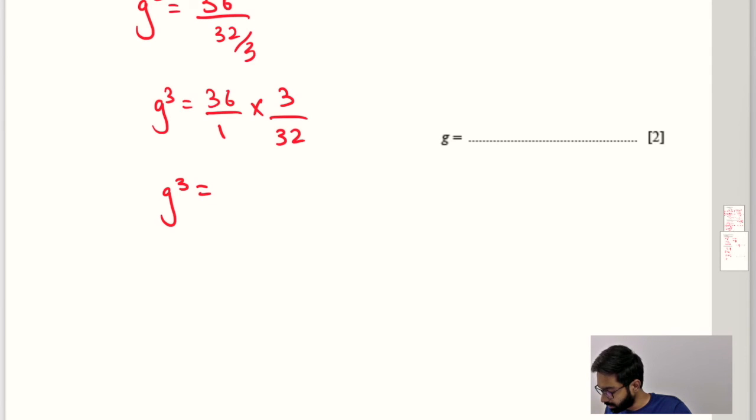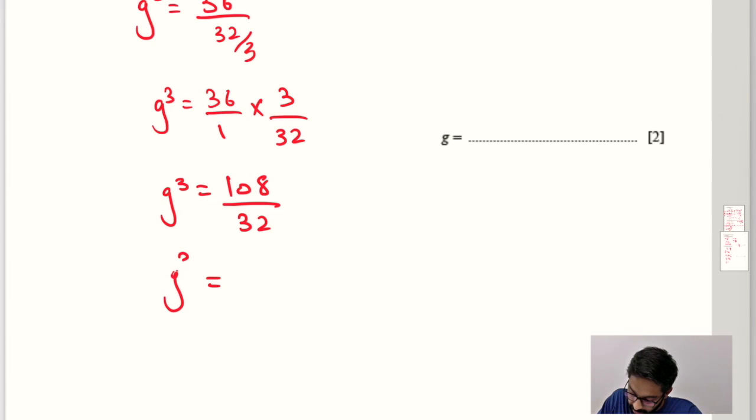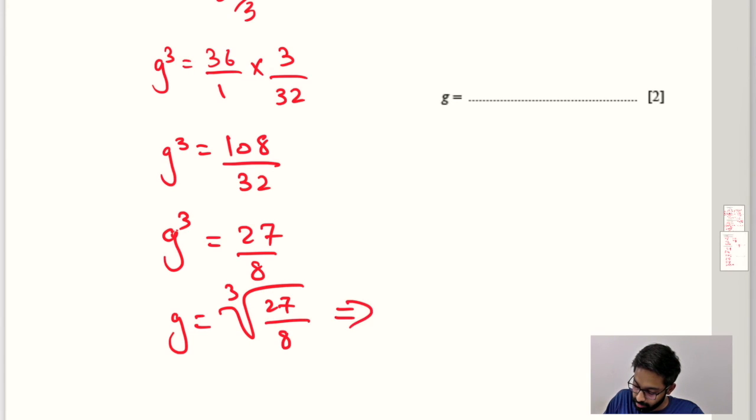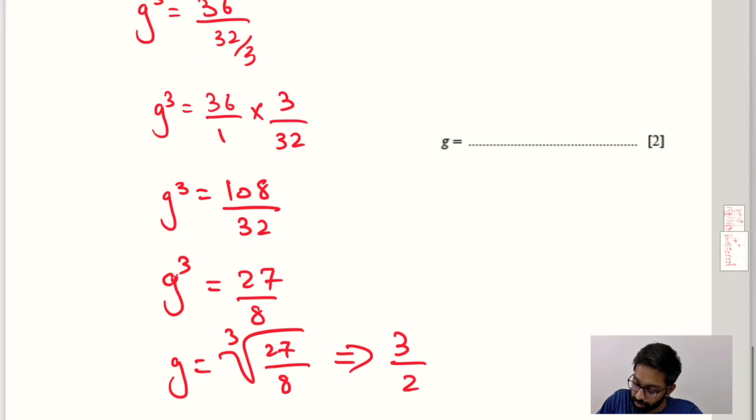So g cubed is equal to 3 times 36, oh, it's 108. Wow, I suck at math. 108 over 32. If I simplify this, I would get 108 divided by 32 gives me 27 over 8. If I find the cube root of the right hand side, I get 3 over 2, which is my value of g. So I write the 3 over 2 over there.